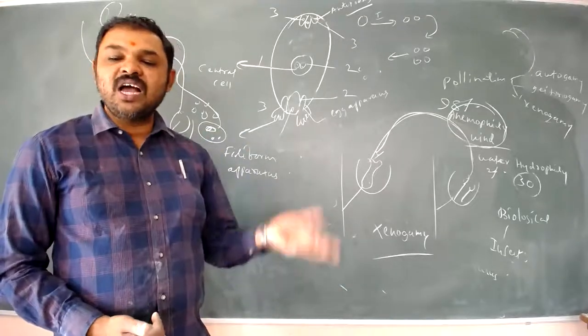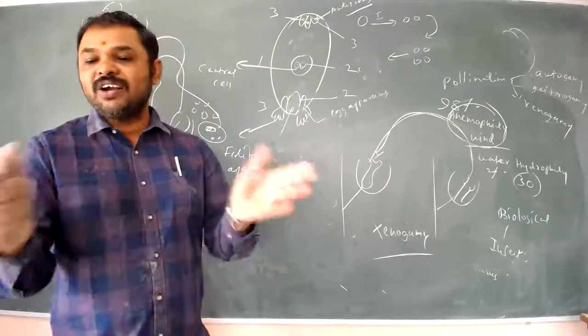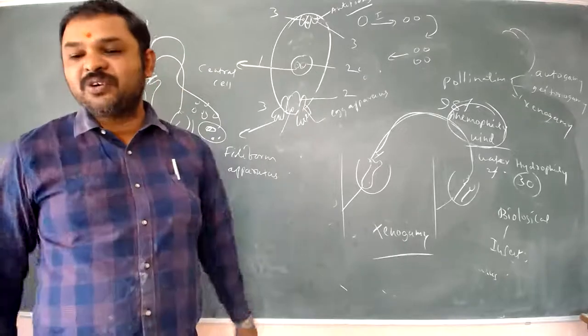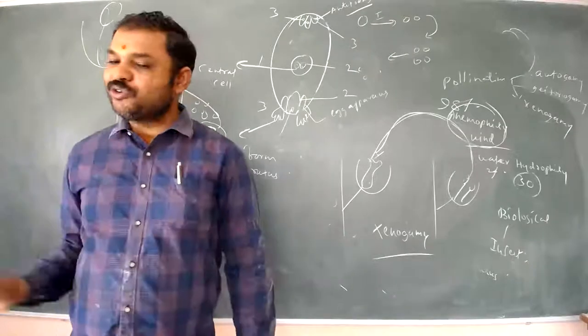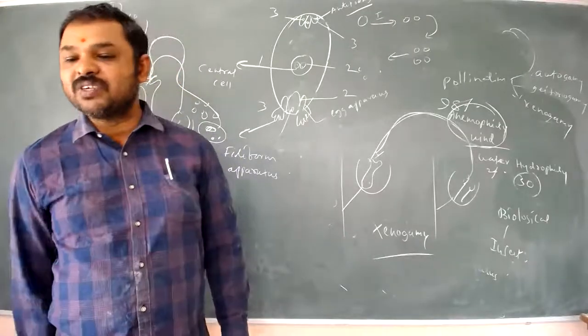Outer seed coat is the testa, inner seed coat is the tegmen. Inside is the embryo, and on another side, the endosperm. But in some plants, during development, the endosperm is completely used up. Those seeds are called non-albuminous seeds.